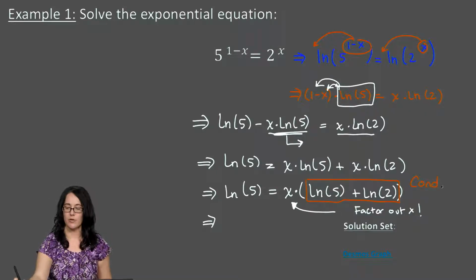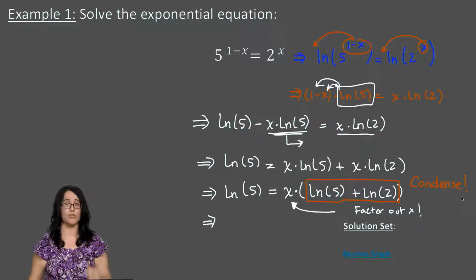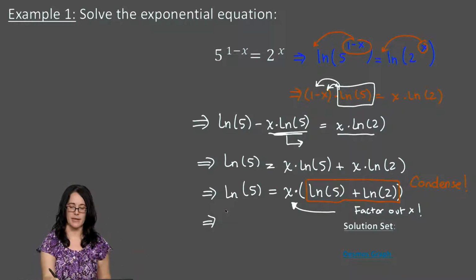To condense two logarithms with the same base, here base e, that are being added together, what did we do with their arguments? That's right, we multiplied them. 5 times 2 is 10. So this could really be written as the natural log of 5 on this side is equal to x times the natural log of 10.